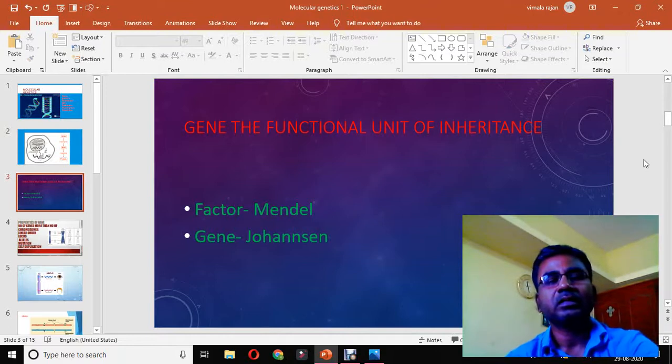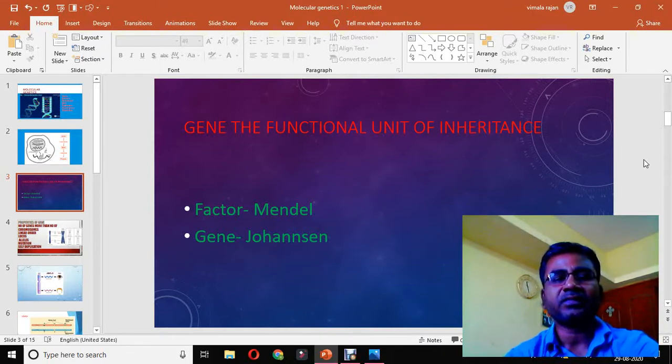Next, genes, the functional unit of inheritance. The unit which is responsible for the transmission of characters from parents to offspring. That is the gene. Gene is the functional unit of inheritance. That is transmitting characters from parents to offspring. That is responsible for our specific characters.